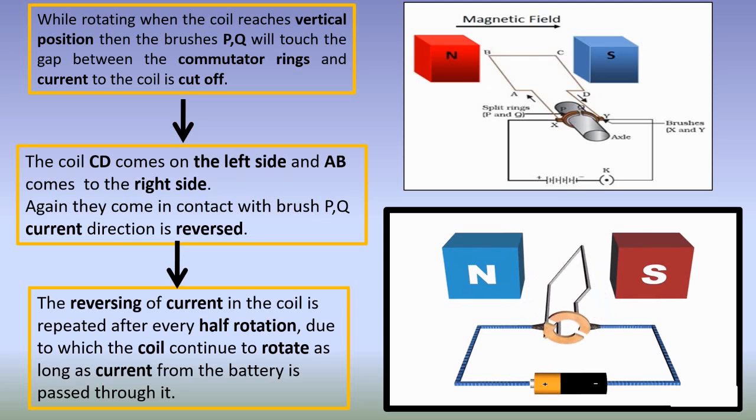We just have to keep in mind that the coil rotates and at every half rotation there is reversing of current, due to which the direction of the force is also reversed, and because of all these things the coil will continue to rotate, and due to this our object will also rotate.